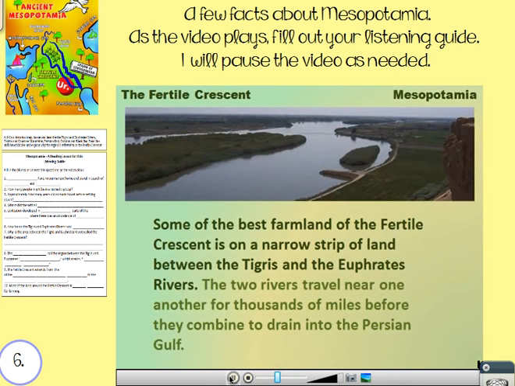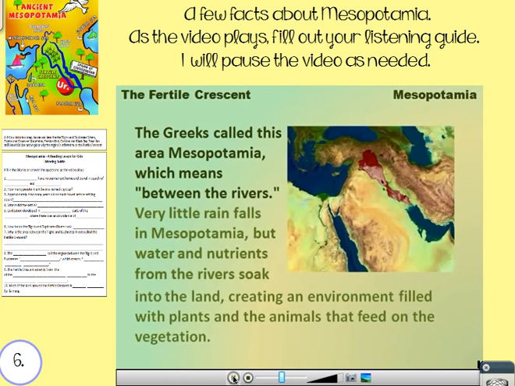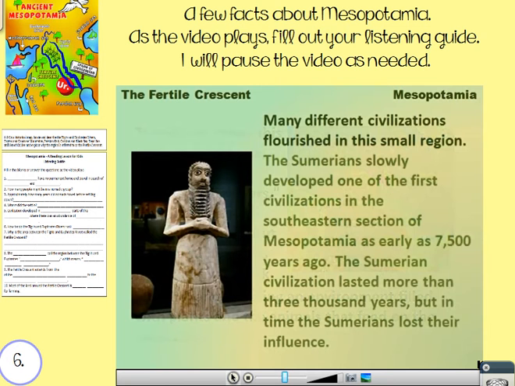Some of the best farmland of the Fertile Crescent is on a narrow strip of land between the Tigris and the Euphrates rivers. The two rivers travel near one another for thousands of miles before they combine to drain into the Persian Gulf. The Greeks called this area Mesopotamia, which means between the rivers. Very little rain falls in Mesopotamia, but water and nutrients from the river soak into the land, creating an environment filled with plants and the animals that feed on them.